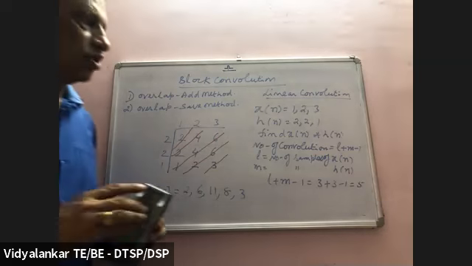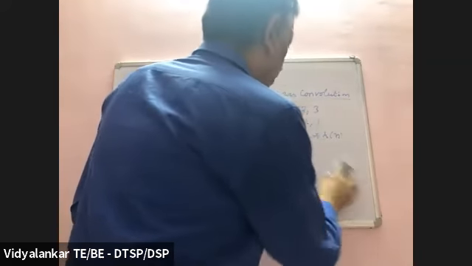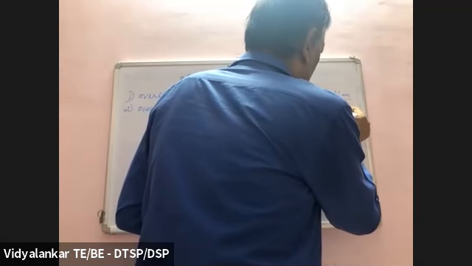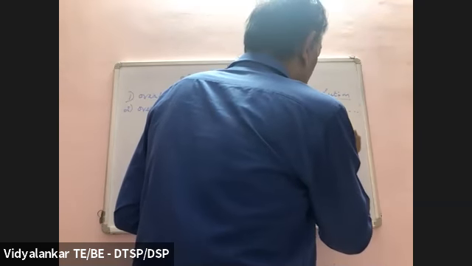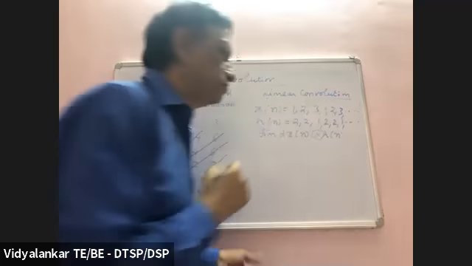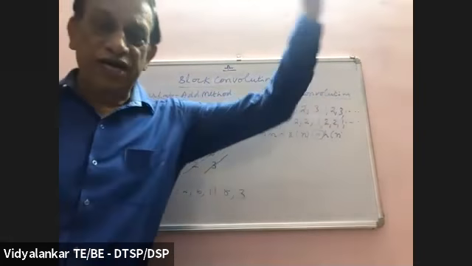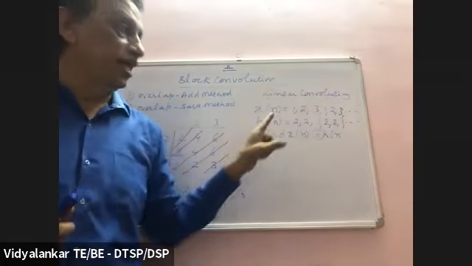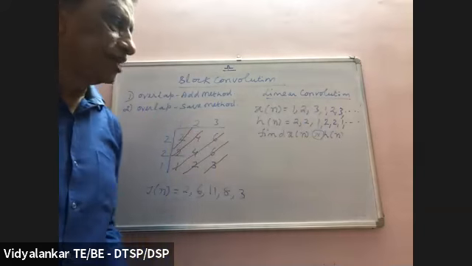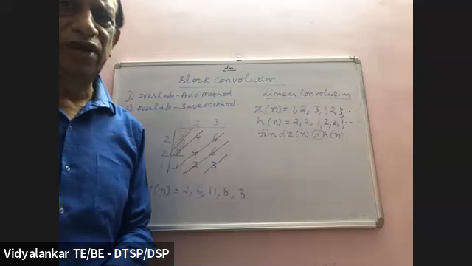Now suppose the same example is given like this: x of n as 1, 2, 3 is repeated, and in the same way 2, 2, 1 is also repeated. Then what type of convolution is it? Circular. Now we have an infinite number of points, meaning the L value is infinity and the M value is infinity. So the number of outputs will be infinity plus infinity minus 1, which is an infinite number of outputs. Practically it is impossible to calculate an infinite number of outputs.